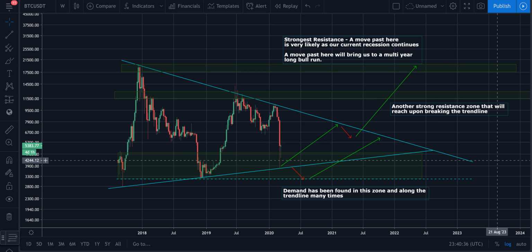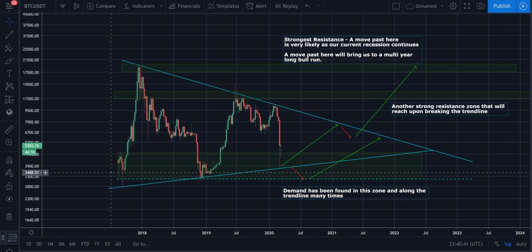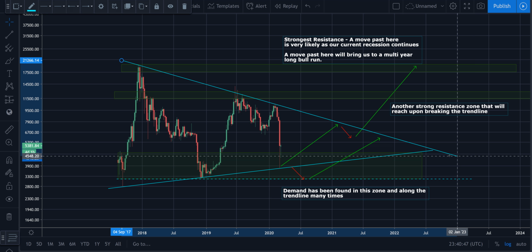And today I'm going to be doing an updated Bitcoin analysis. This is going to be against USDT, of course. And the most important thing here right now is this symmetrical triangle. I posted this a few days ago in my Telegram chat. The link is down below for that.